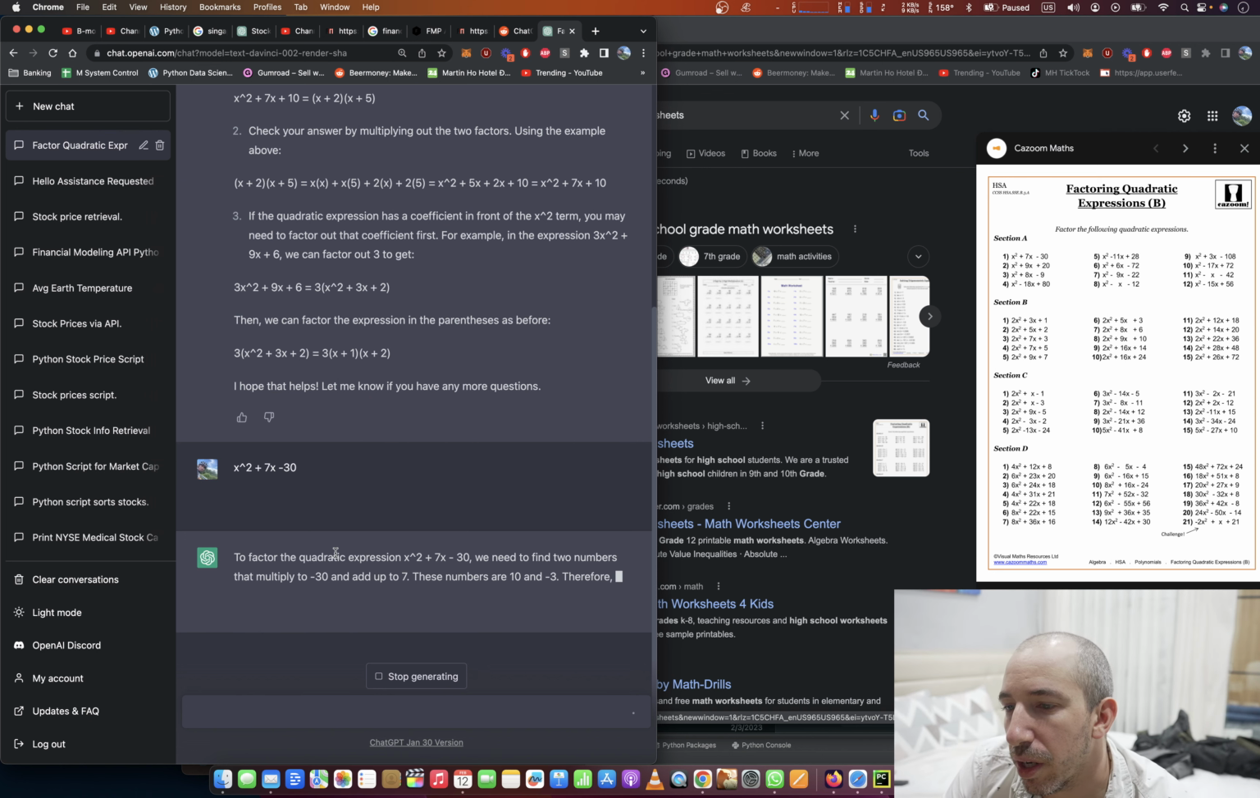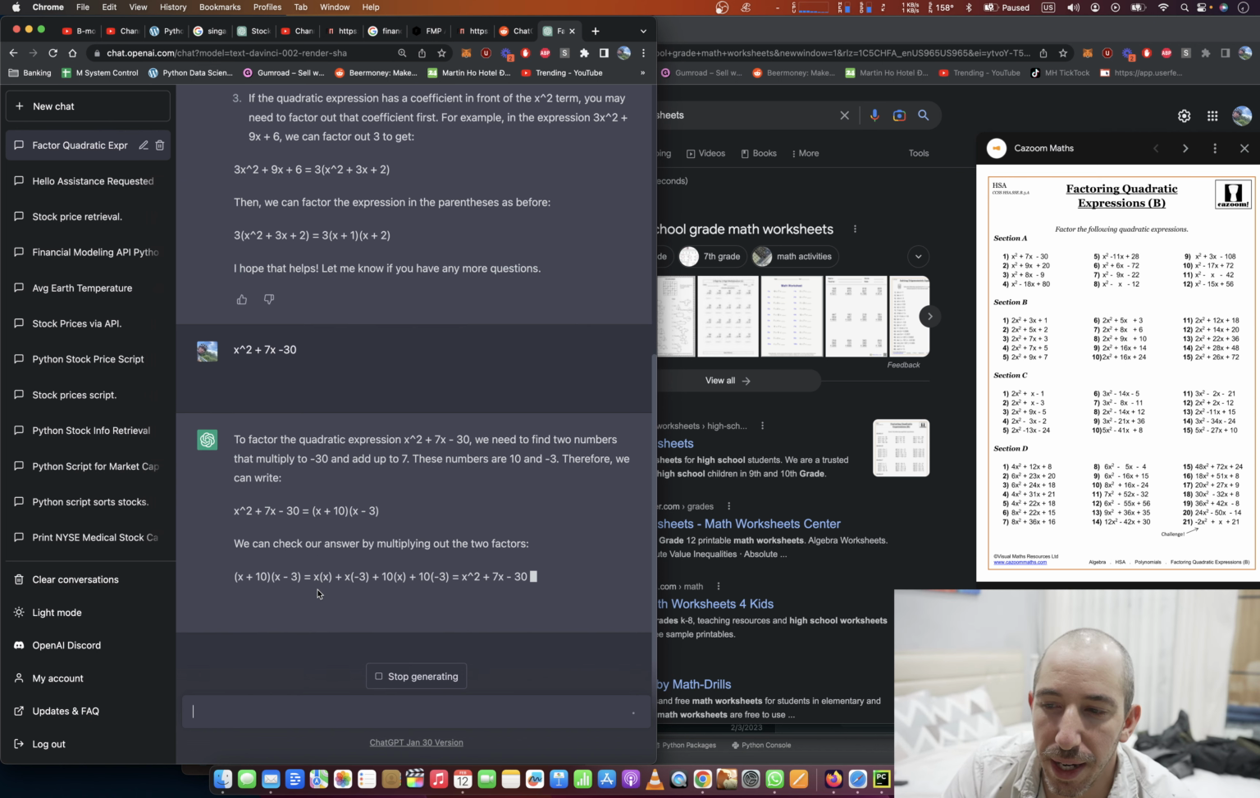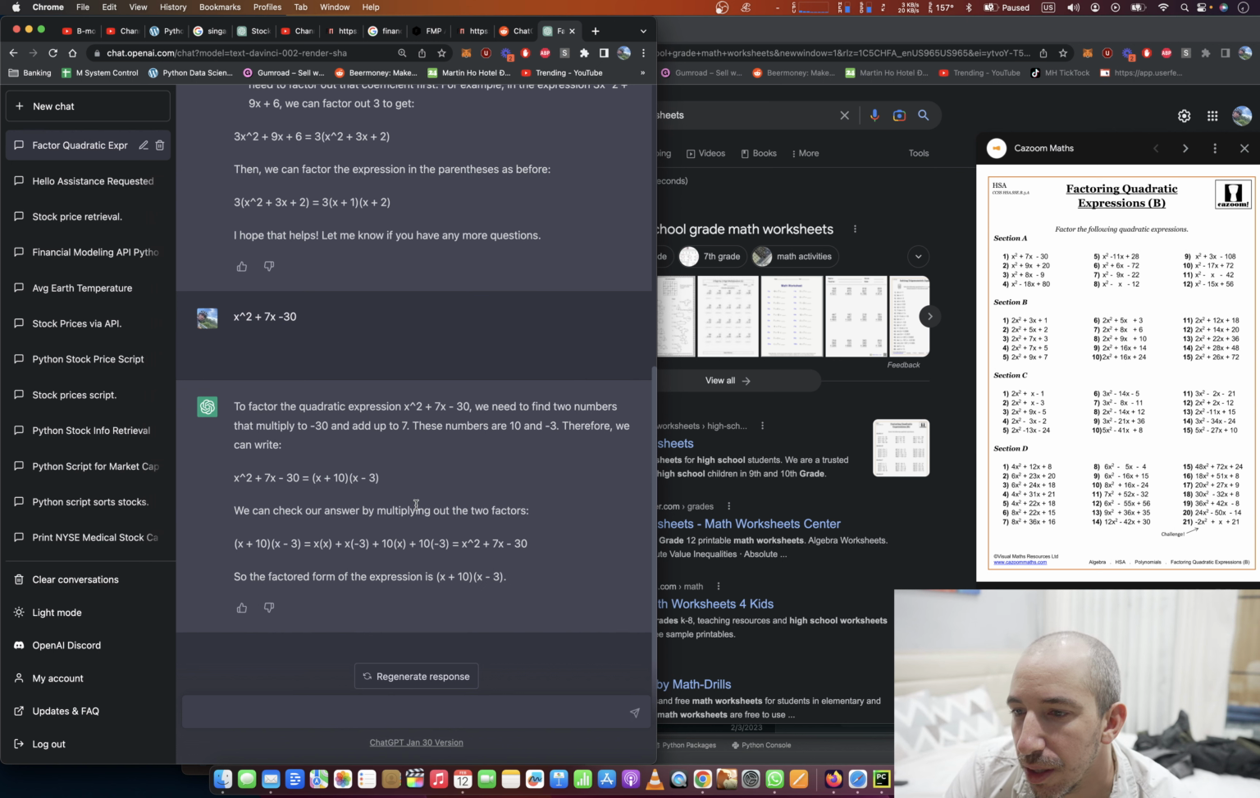So to factor the quadratic expression, which is this number 1, we need to find two numbers that multiply to negative 30 and add up to 7. These two numbers are 10 and negative 3. Okay, so (x plus 10)(x minus 3). All right, easy enough.